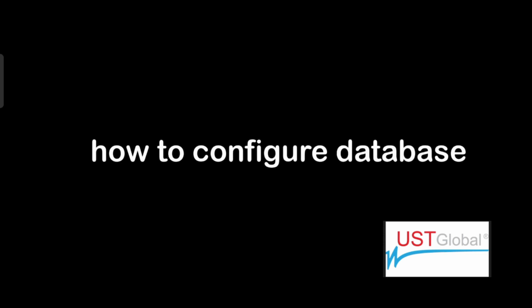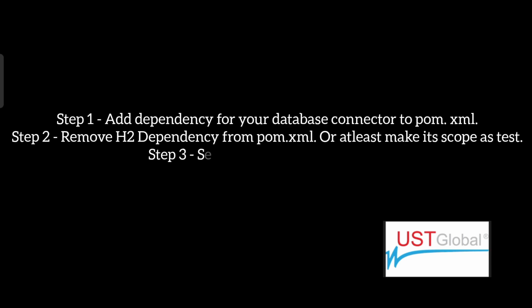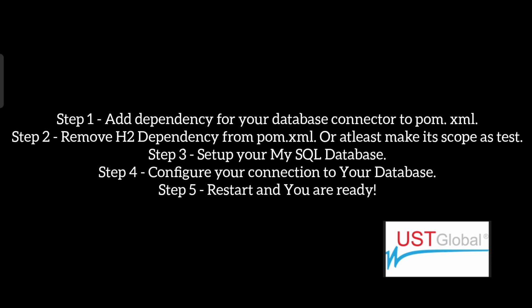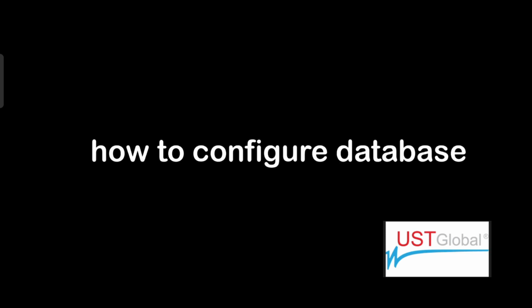Next, how to configure a database in Spring Boot. Basically we can say there are five steps. Firstly, we need to add the dependency of the database connector to the pom.xml. Then we have to remove the H2 dependency from pom.xml, which is the default provided by Spring Boot. Then we need to set up our SQL database, then configure the connection to the database, then restart, and that's it. The database connection will happen.